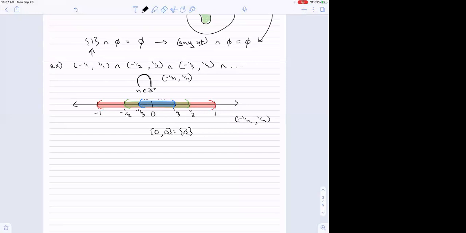So they all do contain 0, because you never actually get to infinity, even though the limit is taken as n goes to infinity. So all of these do contain the element 0, and that's why 0 is included. Is that okay?